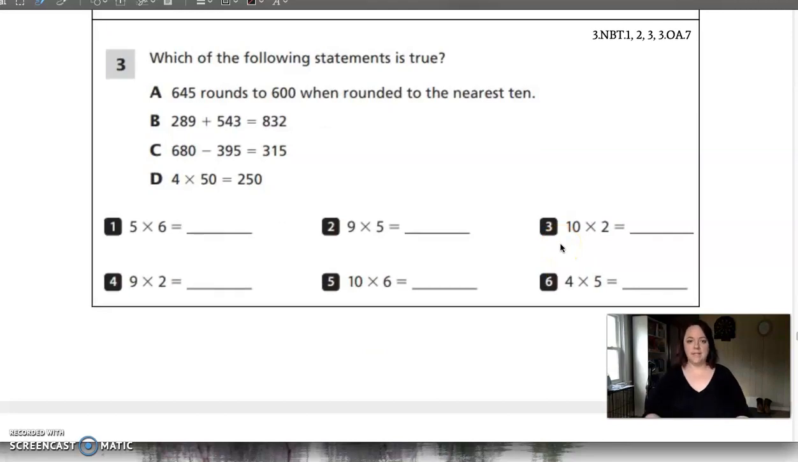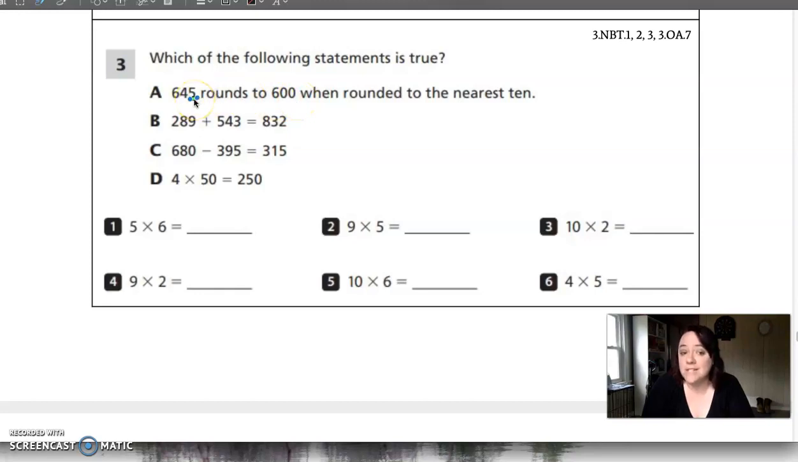Okay. Scroll down to number 3. Which of the following statements is true? A, 645 rounds to 600 when rounded to the nearest 10. Okay, let's look at this. It says 10. So that means you're looking at this number right here, which is a 5. So if you're looking at a 5 and you need to round it, if your number is 5 or above, it goes up. If it's below 5, you round down. So this is a 5, so you're going to round up to the nearest 10. So it's going to be 650. So does that round to 600?